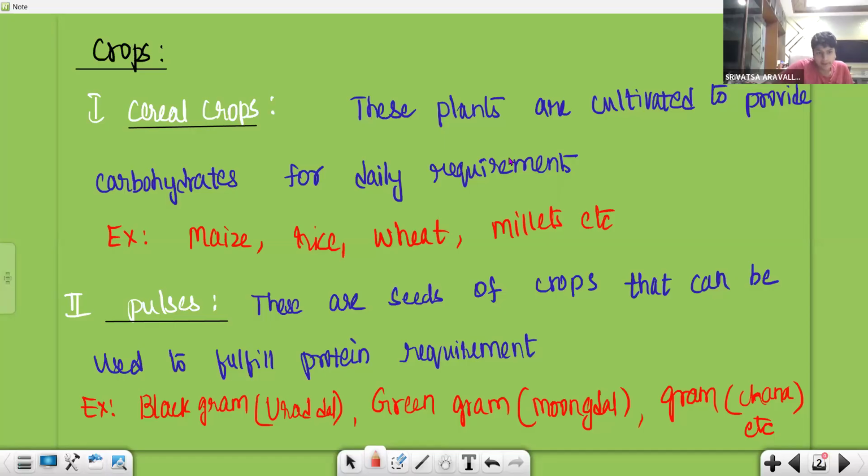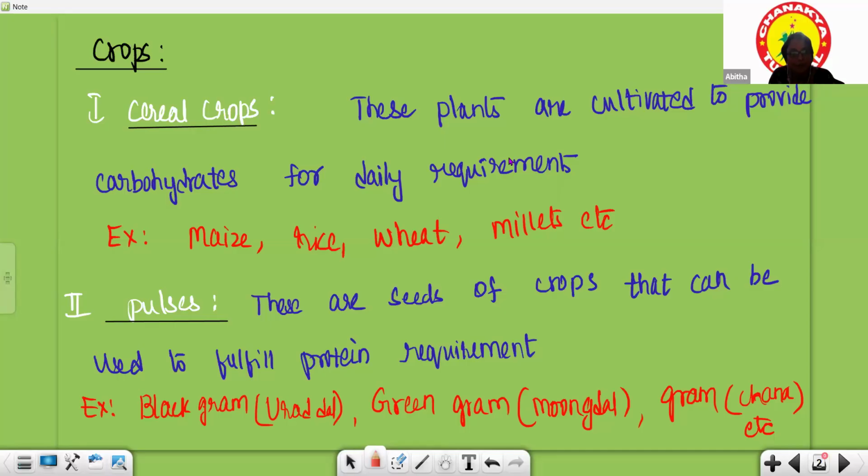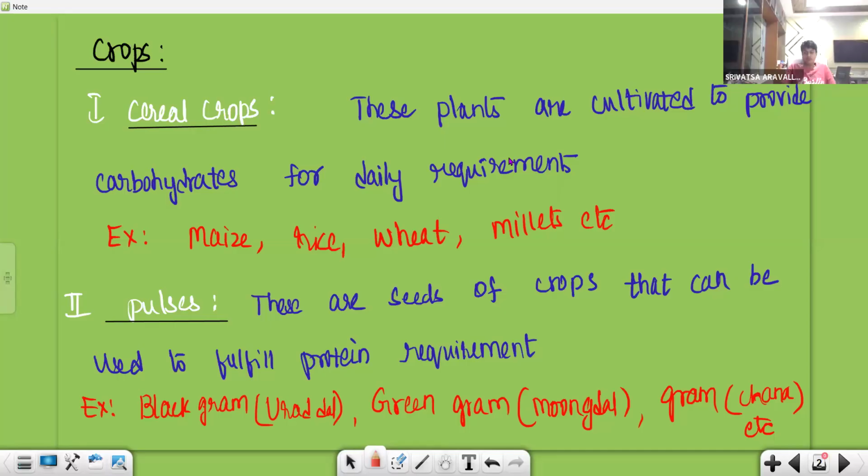For cereal crops, these plants are cultivated to provide carbohydrates for daily requirements. Okay. Second, ma'am, I'll get some water and come back. Yeah, sure.